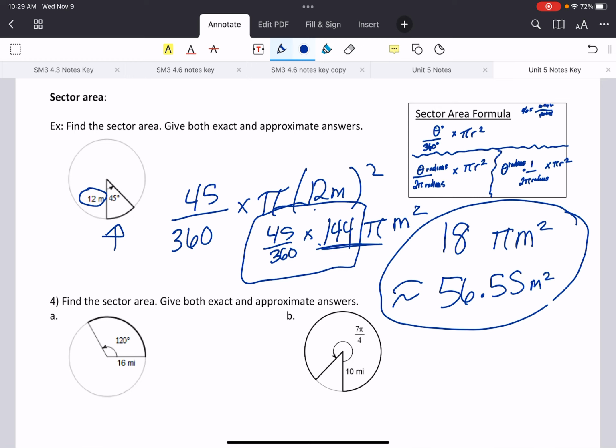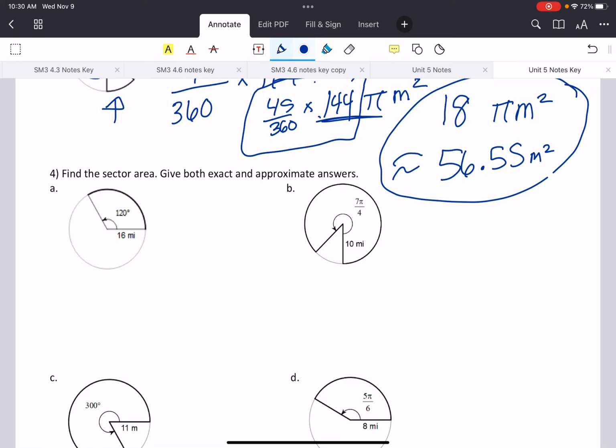How did you get 56.3? 18 times pi. And where did you get the 18 from? I'm sorry. 45 divided by 360 times 144 gave me 18. Okay, got it. Let's do one of the radians ones really quick so that we can practice the radians. Remember, we take our radians.